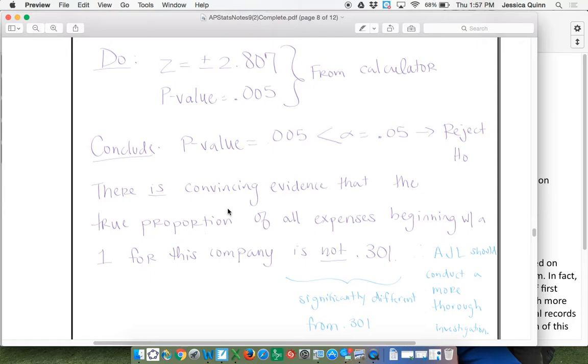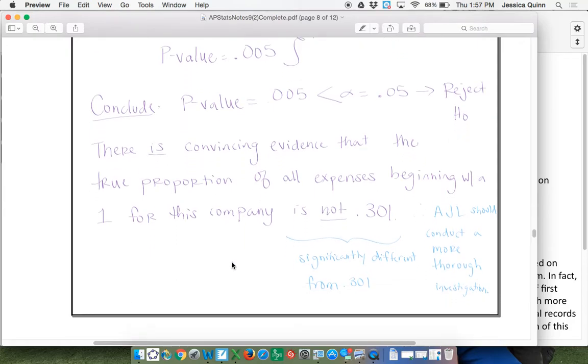So what does that mean in the sense of this company? It means that AJL is going to conduct a more thorough investigation about the expenses that this company has submitted.